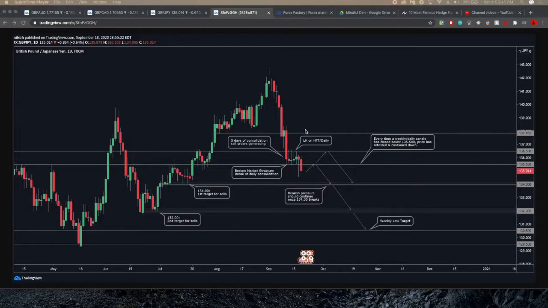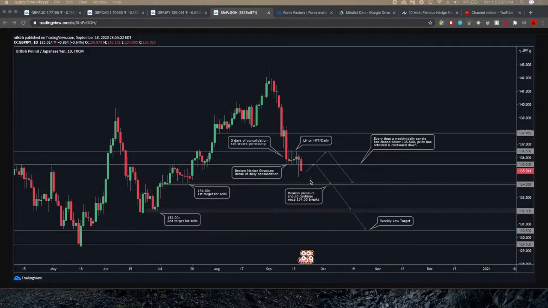This is GBPJPY analysis for the fourth week of September. So what we saw last week was 5 days of consolidation, sell orders generating, right? We're still in a heavy bearish move after breaking this intraday trend line. Anyway, we broke below. So this is the broken market structure at 135.500. It's also a break of the daily consolidation, right?